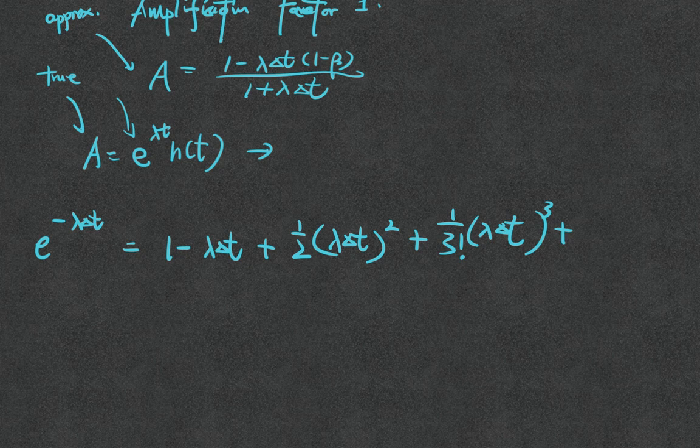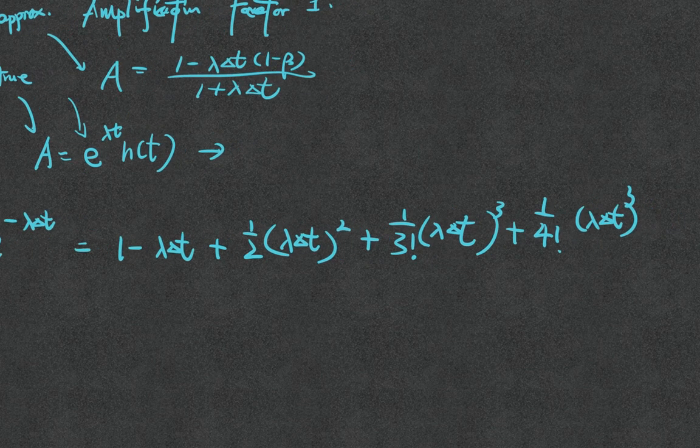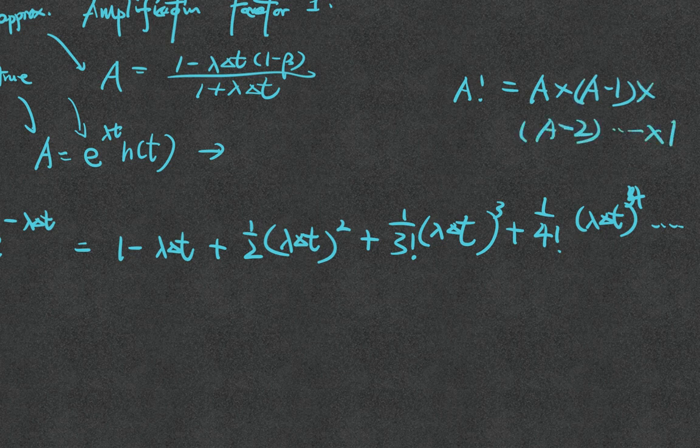what is the next term? 1 over 4 factorial, and then do I need to add the factorial? Yes. Lambda delta t to the fourth, plus etc. So what is that factorial? Exactly. A factorial equals A times A minus 1 times A minus 2, all the way down until you times 1.